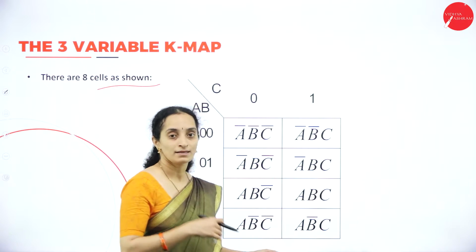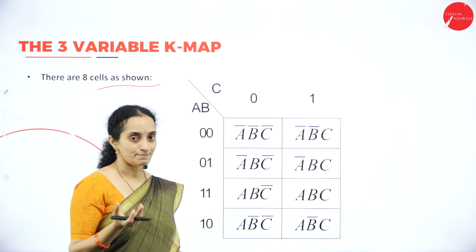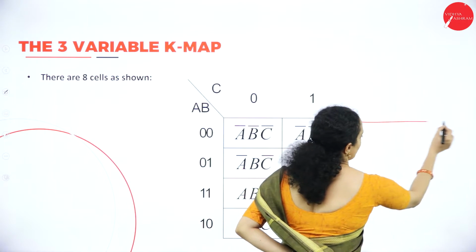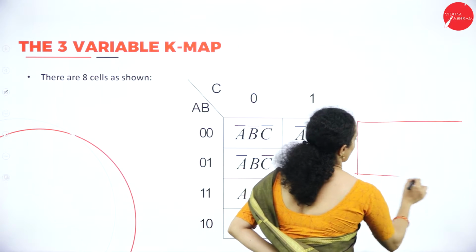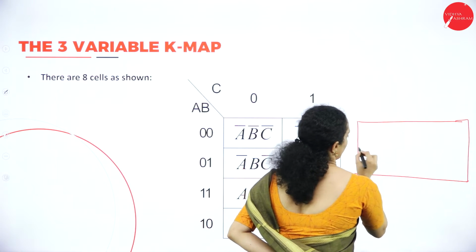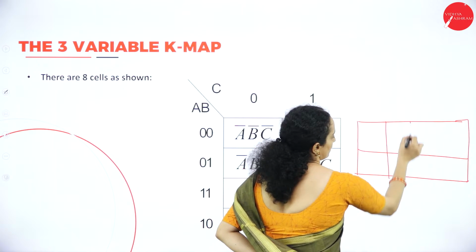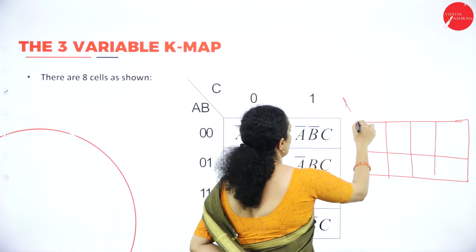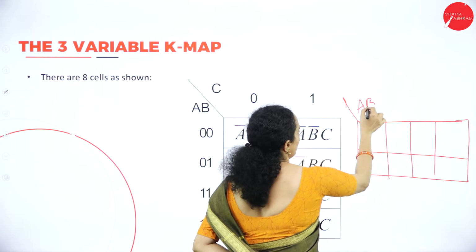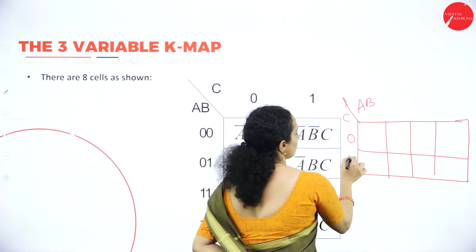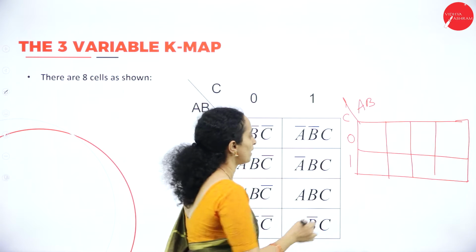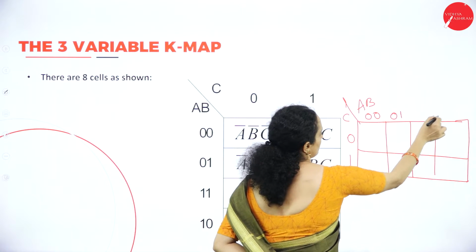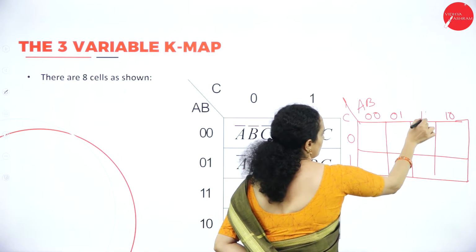You can represent this table in another type of representation, with a different arrangement of rows and columns, like this. A, B, C, with C having 2 values, 0 and 1, and A, B taking the values 0, 0, 0, 1, 1, 0, 1, 1.